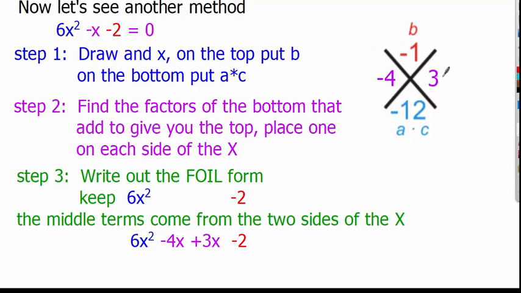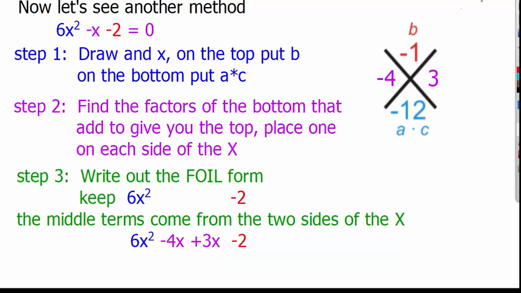Once I have these two things, I am going to set up FOIL, which has 4 terms: first, outsides, insides, lasts. First one comes from the original problem. Last comes from the original problem. And what I add in the middle comes from this negative 4x plus 3x.